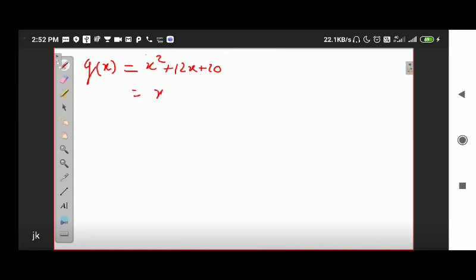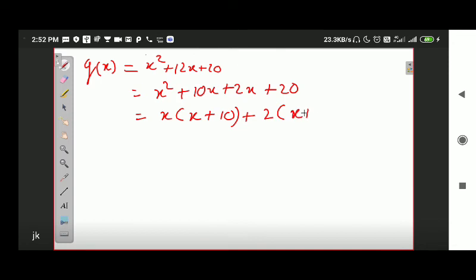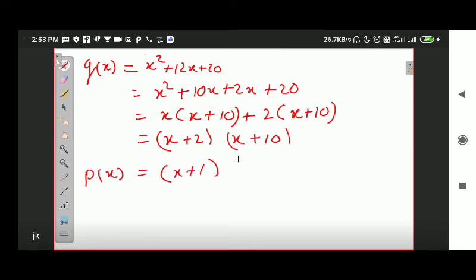This will be x square plus 10x plus 2x plus 20. Why? 10 into 2 is 20 and 10 plus 2 is 12. So x taken as common, x plus 10, plus 2 taken as common, x plus 10. Once again, terms outside the bracket together and terms inside the bracket together. So finally, you can say that the factorization of px can be written as x plus 1 that was determined earlier, x plus 2 and x plus 10.